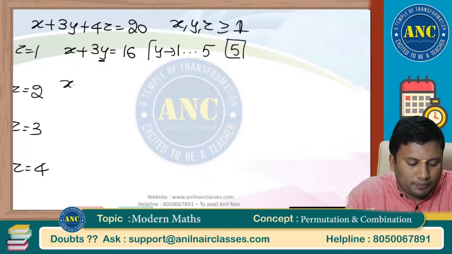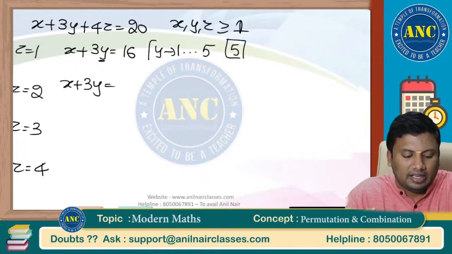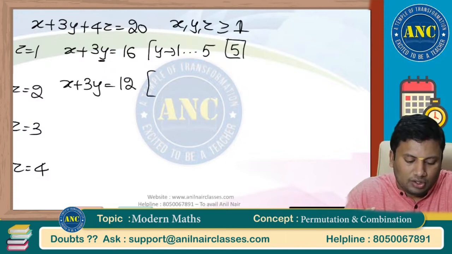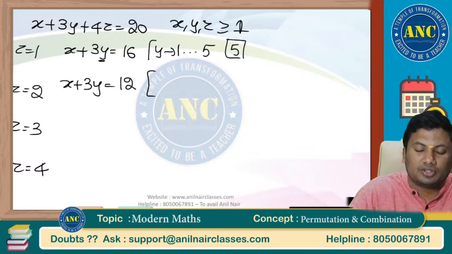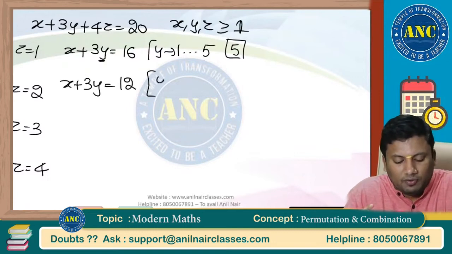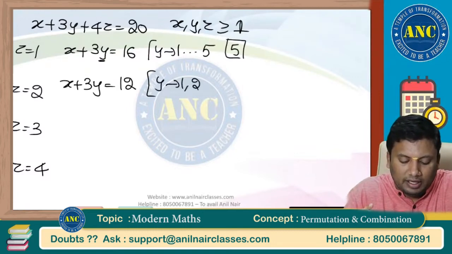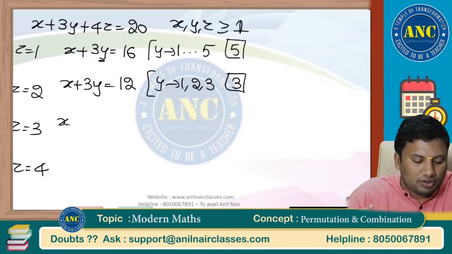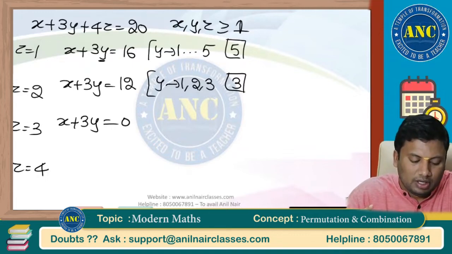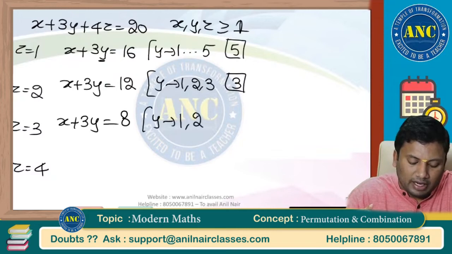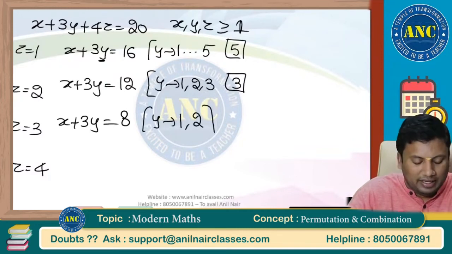z is 2. This will become x plus 3y is 20 minus 8, 12. 12 means if y value is 4, x plus 12 is 12, x will become 0. y value 4 cannot be. It is 1, 2, 3. 3 values. z value 3, this will become x plus 3y equals 8. y value has to be 1 and 2. y 3, it will be negative.